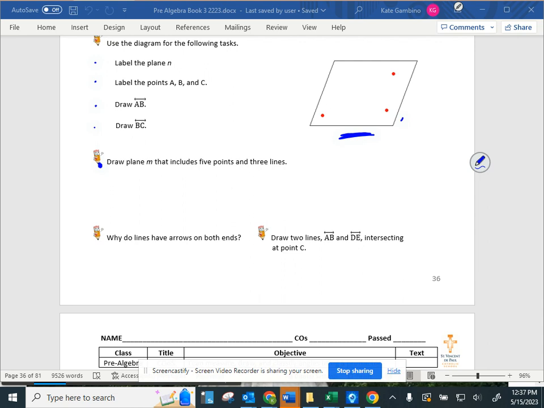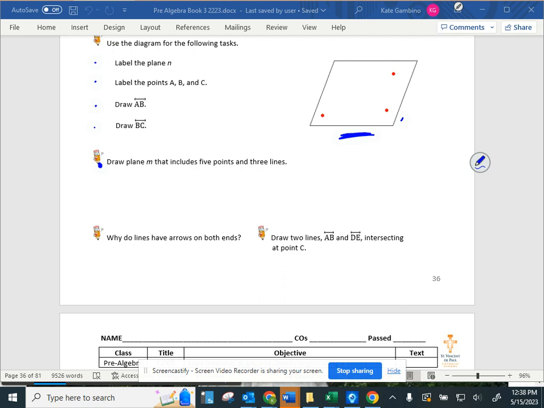And then you're gonna answer the questions. Why do lines have arrows on both ends? And you're going to draw 2 lines, AB and DE, that are intersecting at point C. What does it mean to be intersecting? That's where they cross each other. So the point where the 2 lines cross each other, that's going to be point C. So you have to draw 2 lines, a line AB and a line DE, and they're going to intersect at point C.